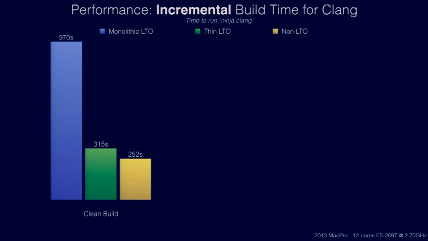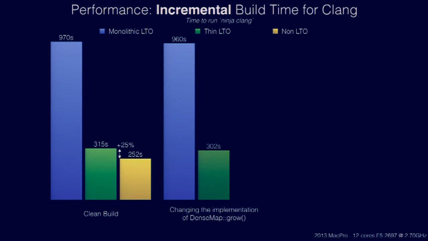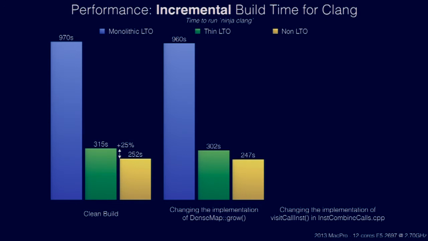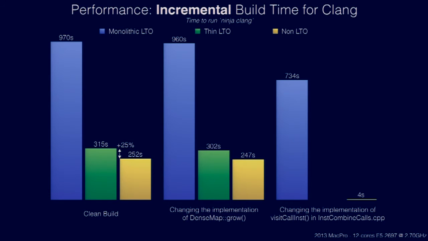And so what about the incremental build time? With a clean build, it will be about 25% slower than a normal build. If we change something that is widely used everywhere, then we have to recompile it everywhere, so it will be very similar to a normal build. But if we change just a very small thing, like a typo, a normal build will be very fast, and monolithic LTO will be very slow, and ThinLTO will be there. So it's very, very close to the normal build.